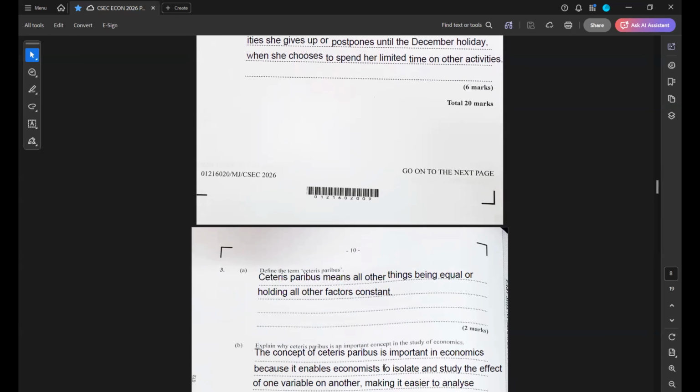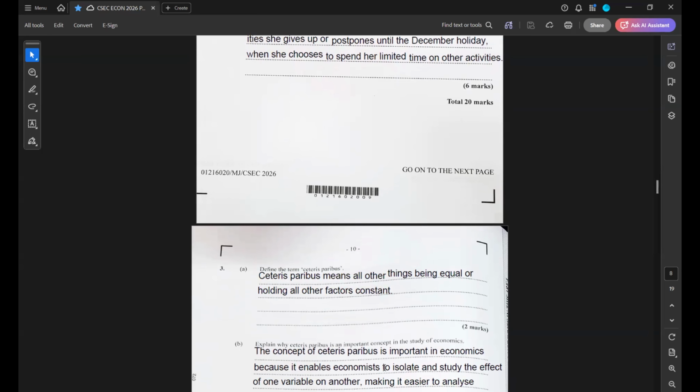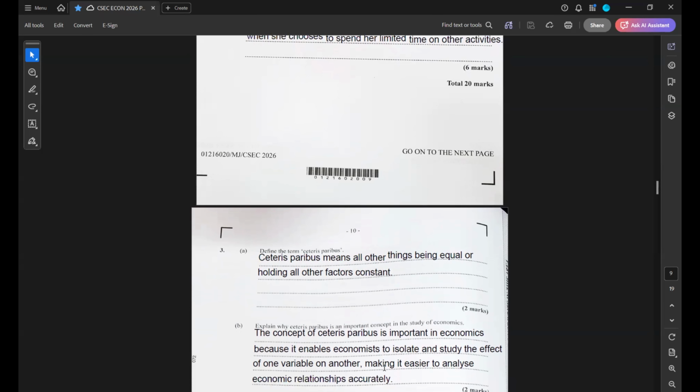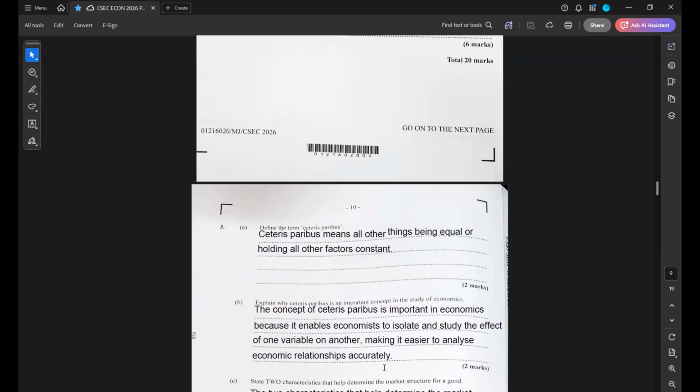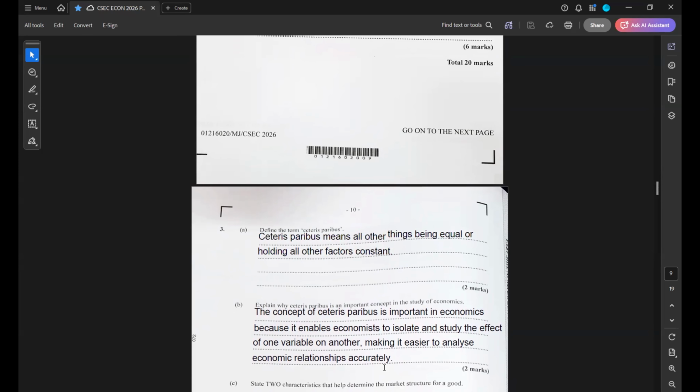Part B, explain why ceteris paribus is an important concept in the study of economics. The concept of ceteris paribus is important in economics because it enables economists and other persons as well to isolate and study the effect of one variable on another, making it easier to analyze economic relationships accurately.